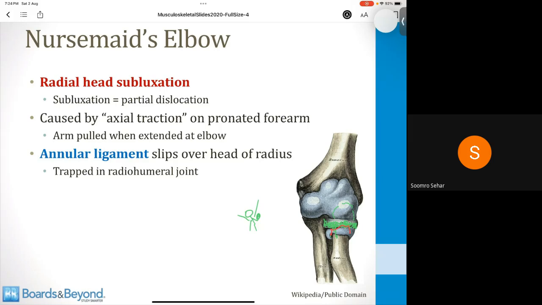So you can see axial traction. What is axial traction? The baby is falling, you are holding him from the hand, suddenly gravity is going to pull him downward and you are just pulling him upward. So obviously the head of the radius is partially or completely going to move out of that annular ligament. Am I right? This kind of traction is axial traction. So the head of the radius is going to slip out or slip over this annular ligament. Is it clear? Yes, sir, it is clear.